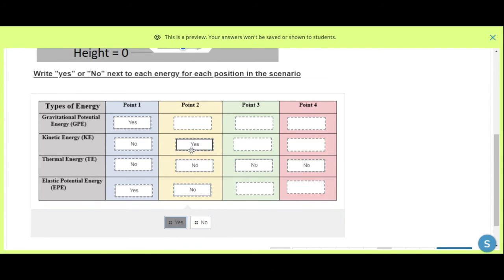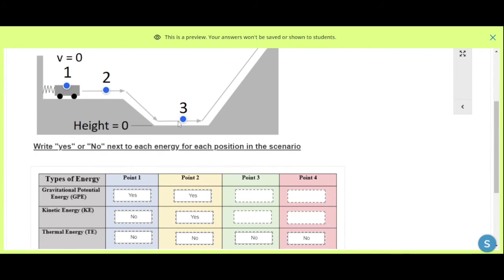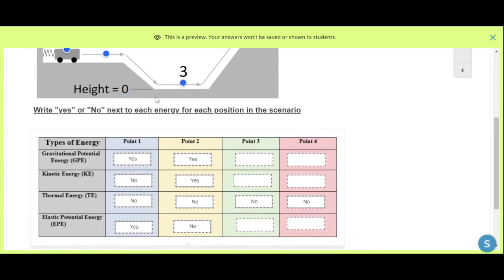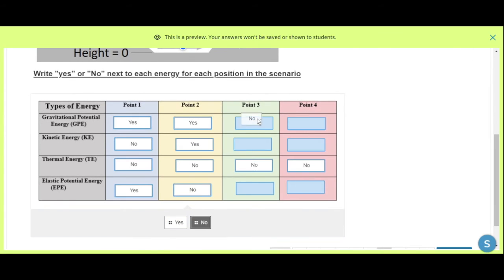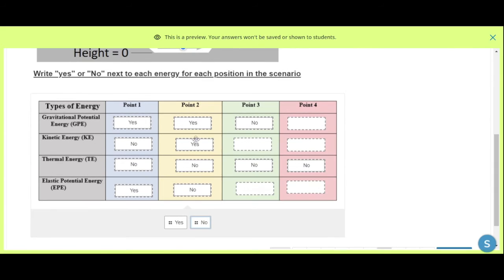If we're moving, there's kinetic. And then also we still have that height from our gravitational potential energy. Number 3, we're at the bottom, there's no height. So because there's no height, there is no gravitational potential energy. And then also there's no spring at number 3, so there's no elastic potential energy.